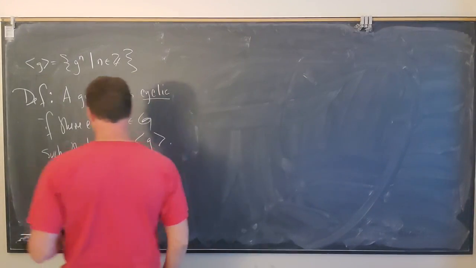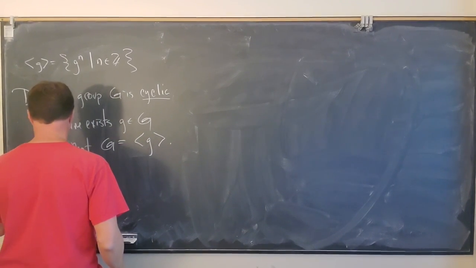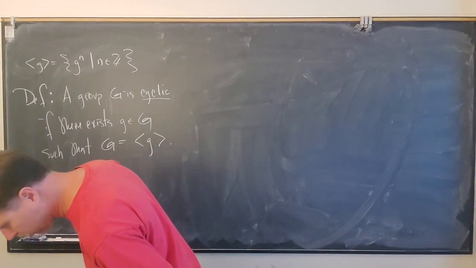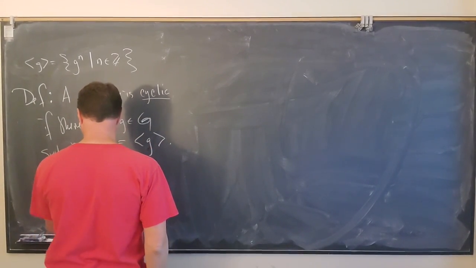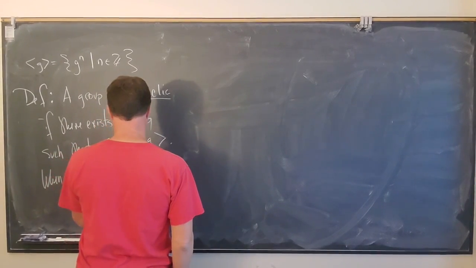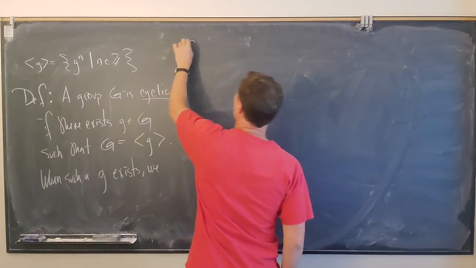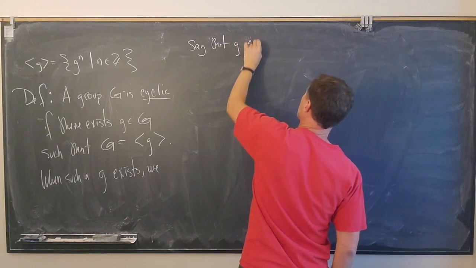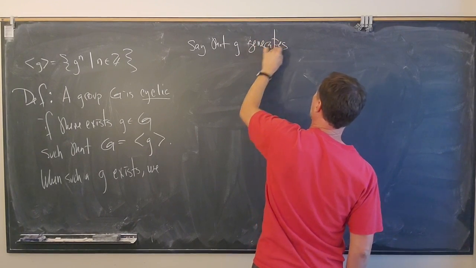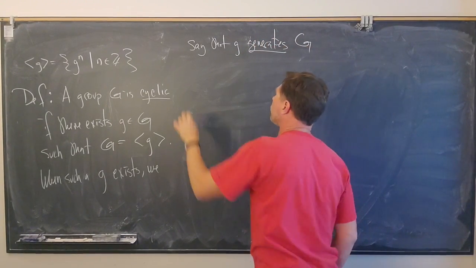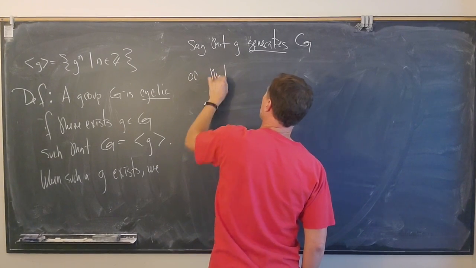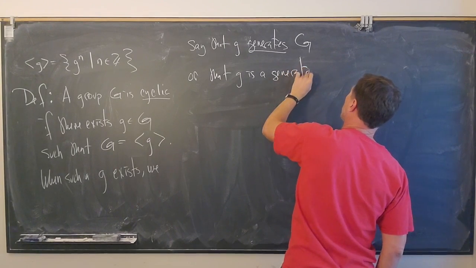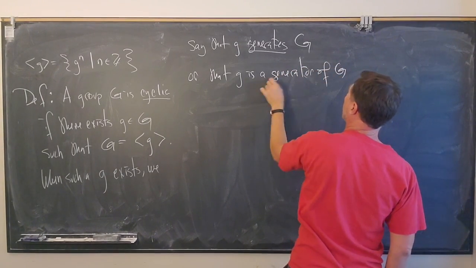When such a little g exists, we say that little g generates capital G, or that little g is a generator of capital G.